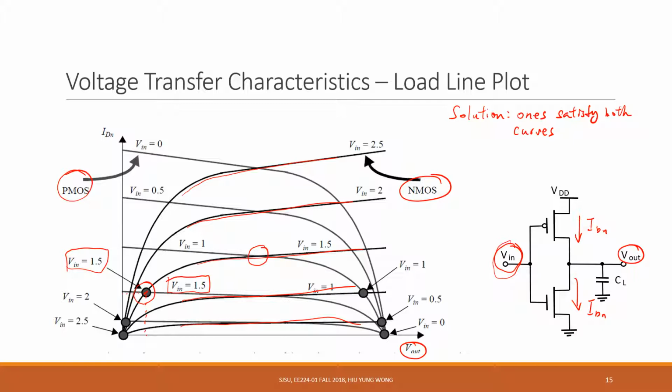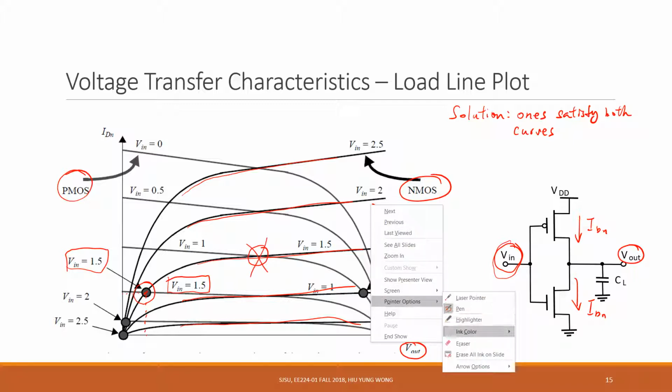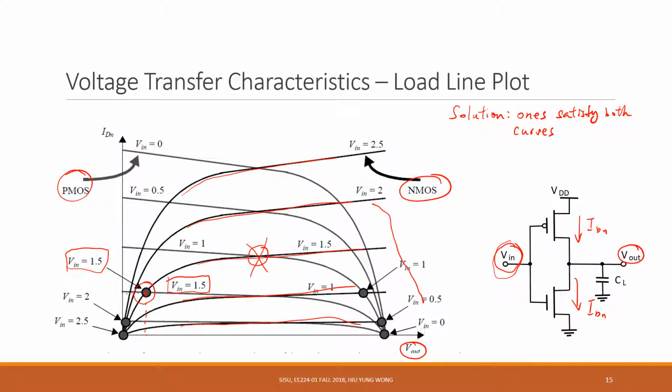This one has the same Vin, the same current, right? It also has the same Vout, but no, it has a different Vin. Why? This is because this one has Vin equal to 1 volt for the PMOS, but Vin equal to 1.5 volts for the NMOS. You cannot have different Vin in the inverter. They have to be the same. So this is not the solution.